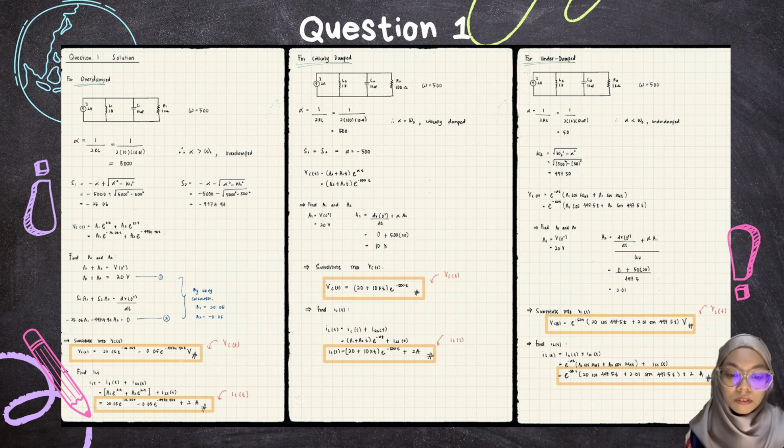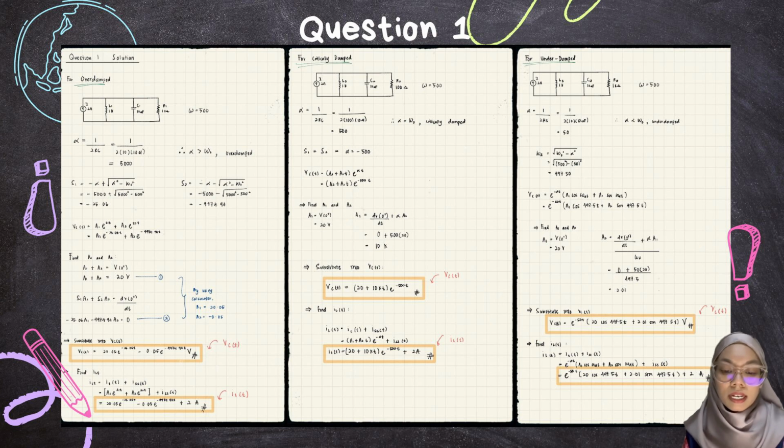After we have found the VCT, we can substitute it into the ILT equation, which is ILT equals IT plus ISST. IT is A1 plus A2t e to the power of negative alpha t, plus ISST. So we have ILT as 20 plus 10 kilo t e to the power of negative 500t plus 2 ampere for the ISST.